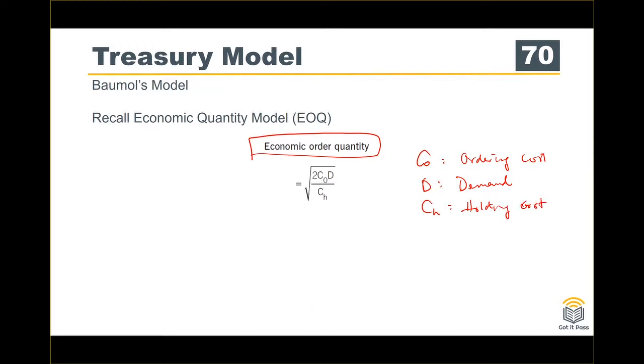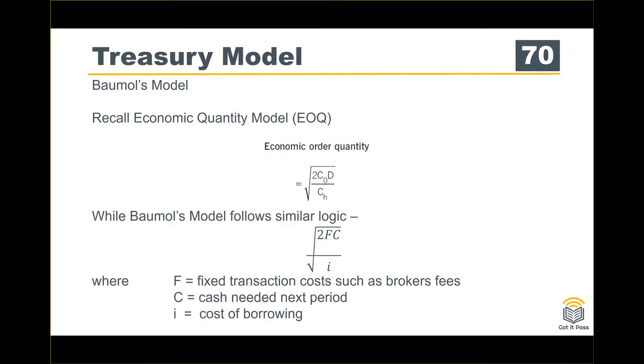Now we change it. It's a different shape. Here is the formula for Baumol's model. It's very similar to what we learned before on the EOQ, economic order quantity model. The logic is the same, but the parameters changed. Right now, we have the fixed transaction cost, such as broker's fee. We have the cash need for the next period. We have the borrowing cost.